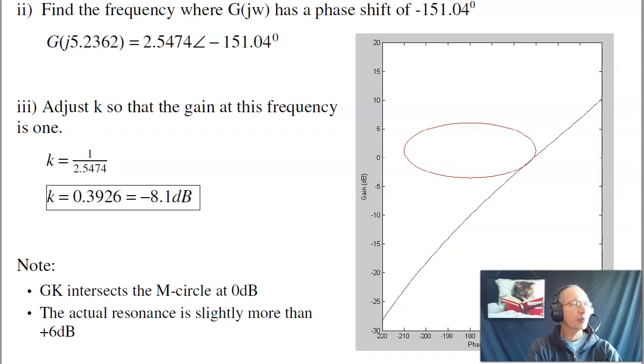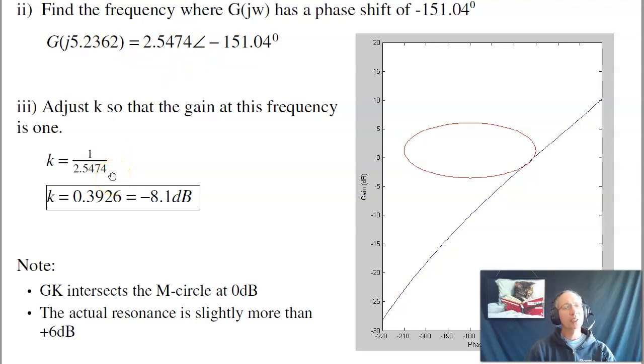The next step is to search. What frequency of G of S has a phase shift of minus 151.04 degrees? And here you guess again, guess again. Personally, I throw it on a solver on my calculator and iterate until the angle is equal to minus 151. Beep when you're done. And it comes up with 5.2362 radians per second. I want the gain to be 1 at that frequency, so K is just whatever the gain is.